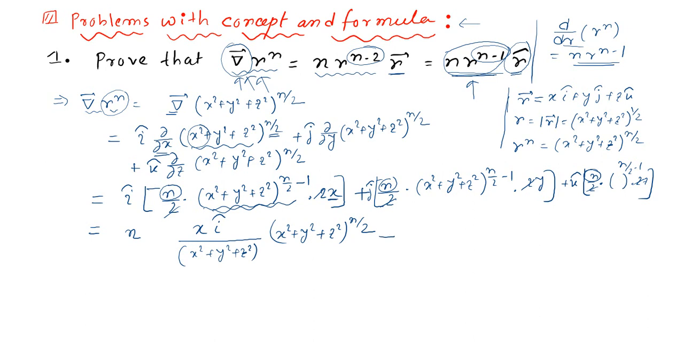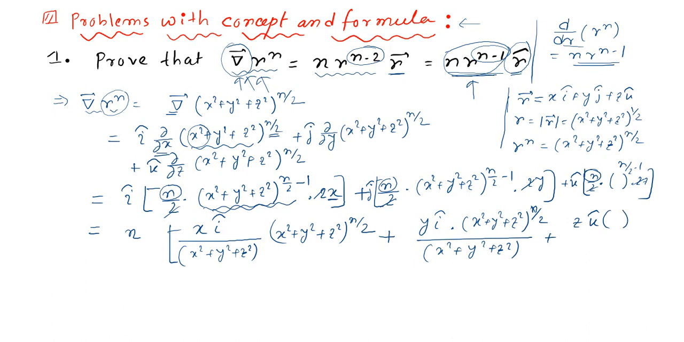So similarly here you will get y j cap, right, into the same term, x square plus y square plus z square whole to the power n by 2, and in the denominator x square plus y square plus z square. And here also it is z k cap, the same term to the power n by 2, and here it is the same term, right?